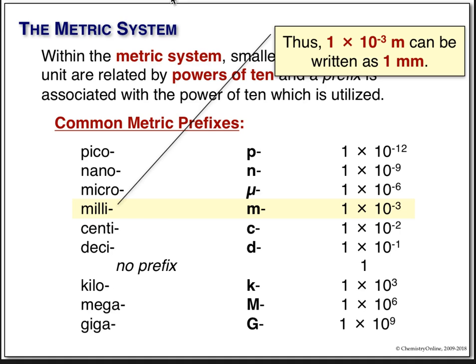Pico is 10 to the minus 12, nano is minus 9. This is a mu, micro it is, and it's minus 6. Milli is minus 3, centi is minus 2, deci minus 1. Kilo is 10 to the 3rd, mega is 10 to the 6th, and giga is 10 to the 9th. You simply pair those together, and it describes your measurement without having to put in exponents.